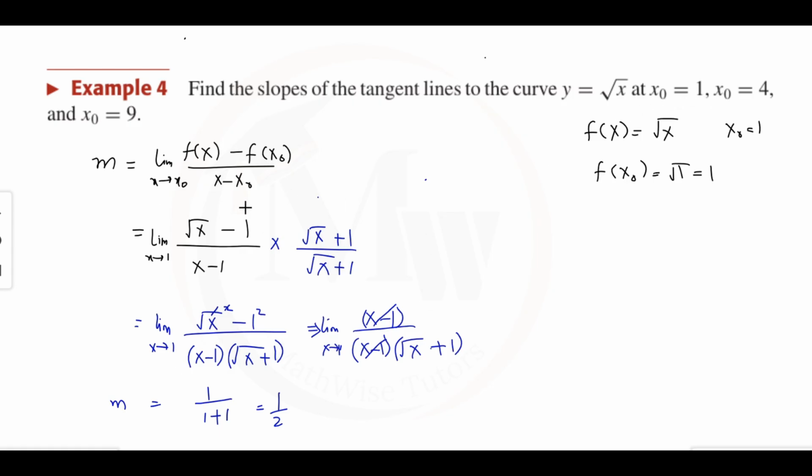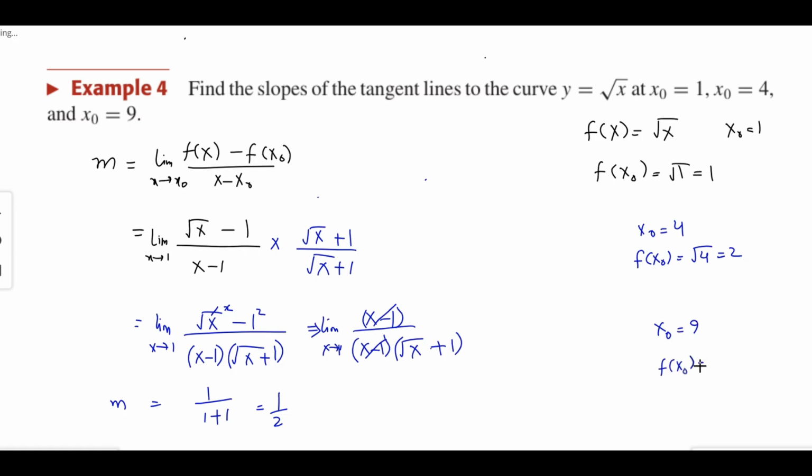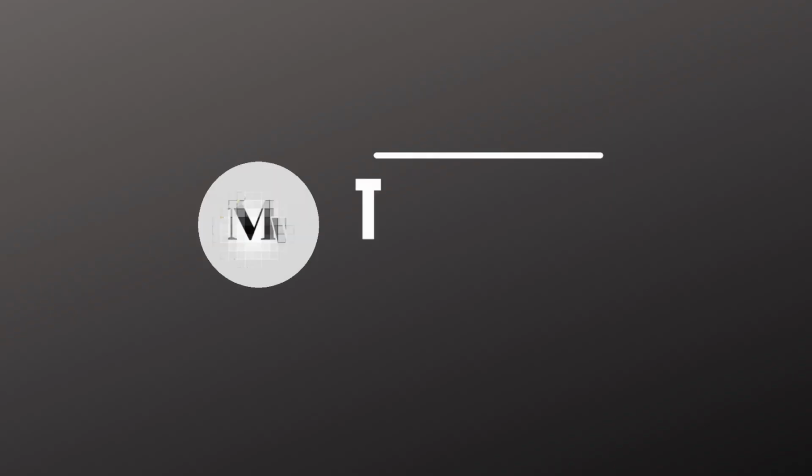Now the same steps you can continue when x naught is equal to 4. Then f of x naught equals square root of 4, which is 2. And the same steps you can continue from here. And the same when x naught equals 9, then f of x naught will be square root of 9, which is 3, and you need to continue the same steps. Keep in mind that when you use these, x will approach 4, and for 9, x will approach 9. So you will try this on your own. It will be good for your practice.